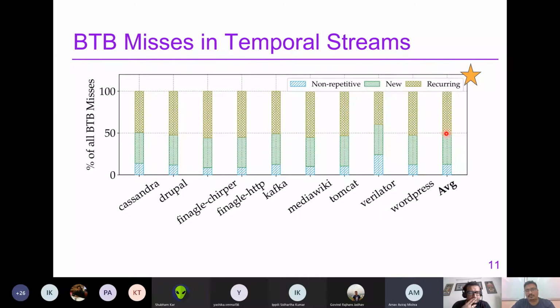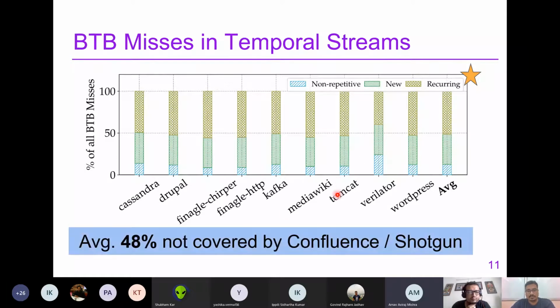On average, about 52% of the BTB misses are recurring, but still 48% of BTB misses are either non-repetitive or new, and both of them are not covered by Confluence and Shotgun, because both work on record and replay. So on average, 48% will not be covered by Confluence and Shotgun.